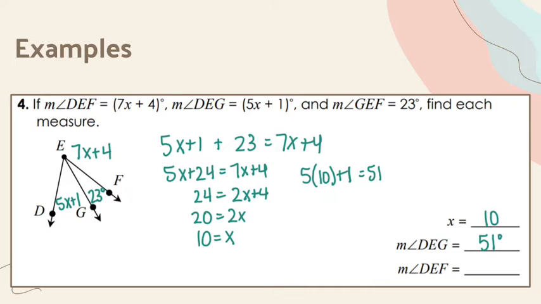Angle DEF is our big angle. It is 7x plus 4. So 7 times 10 plus 4 is going to give us 74, making angle DEF 74 degrees.